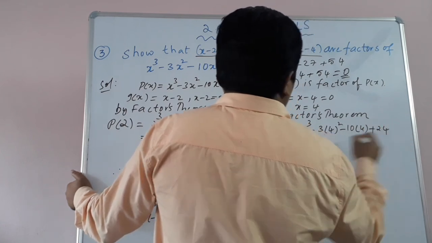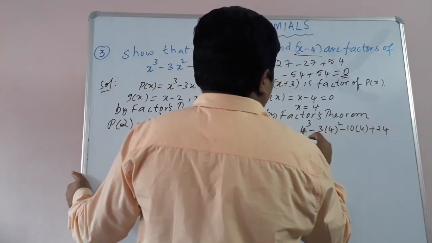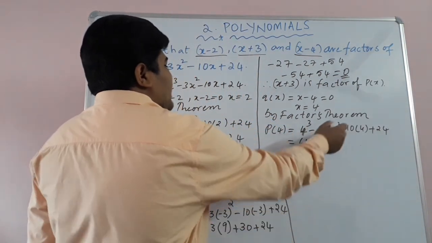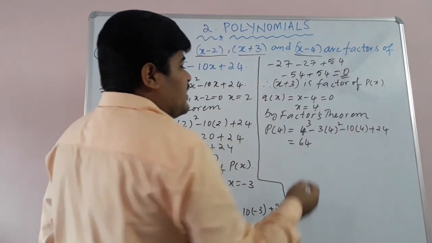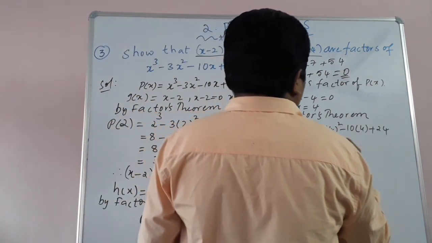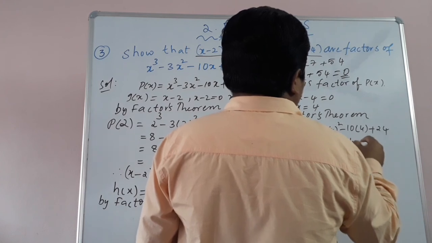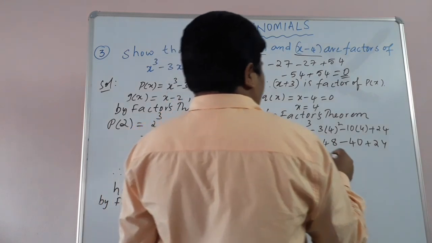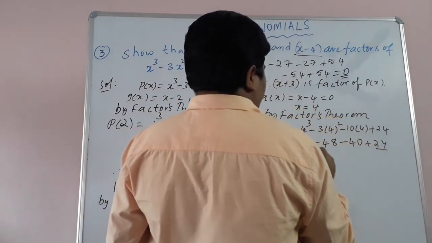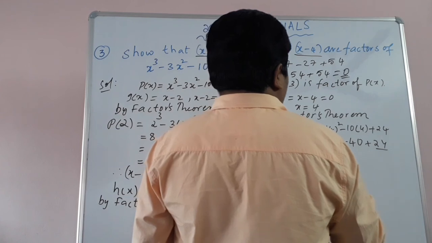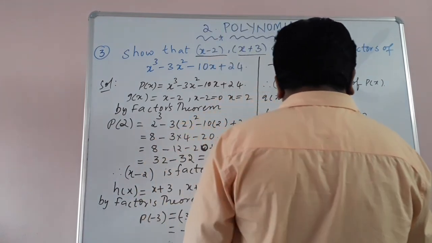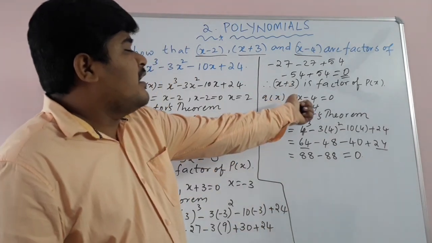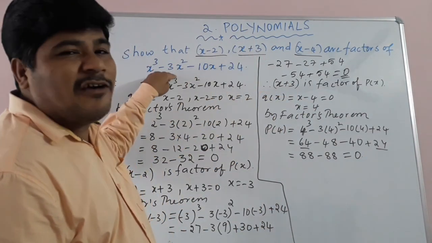plus 24. Okay, children, 4 cube is what, children? 4 cube is 64. 4 fours are 16, 16 fours are 64. Minus 3 into 4 square, children. 4 square value is what? 16, and 3 into 16 is 48. Minus 48. Minus 10 fours are minus 40 plus 24. So children, 64 plus 24 is what? 88. Minus 48 minus 40 is minus 88. Result is 0. So since we got remainder as 0, this q of x, x minus 4 is a factor of p of x.